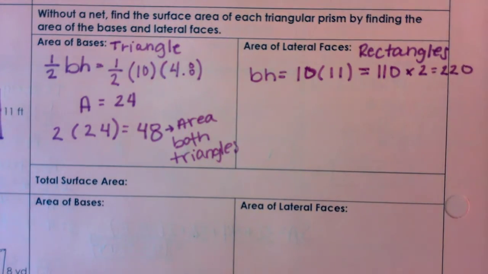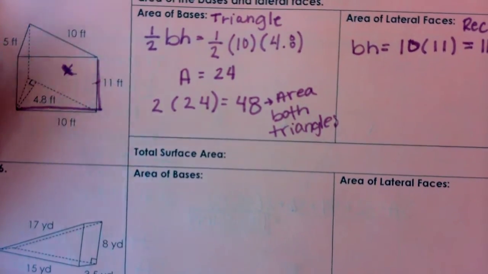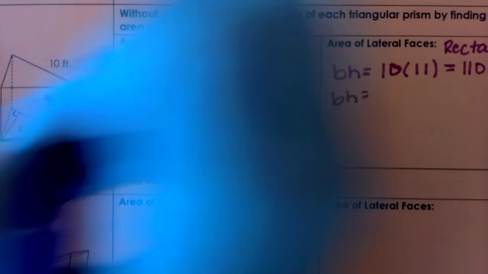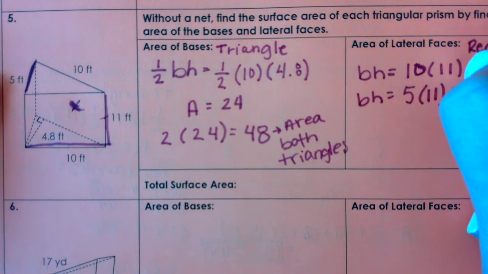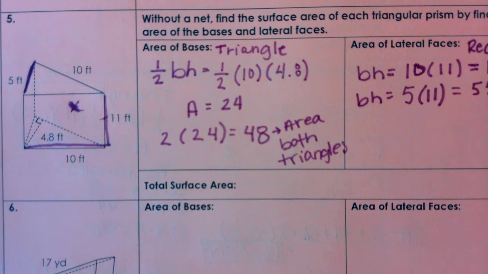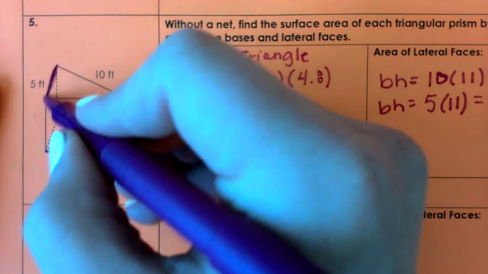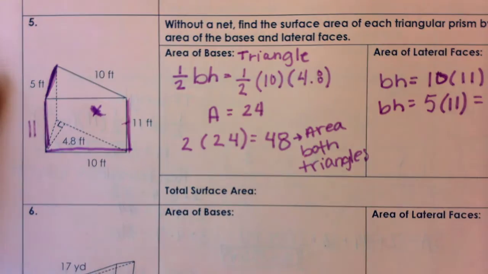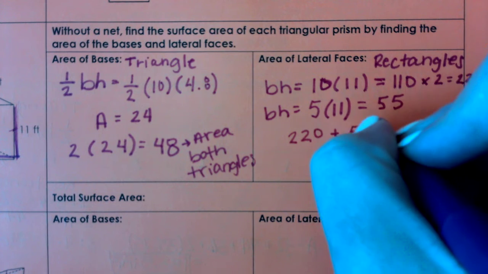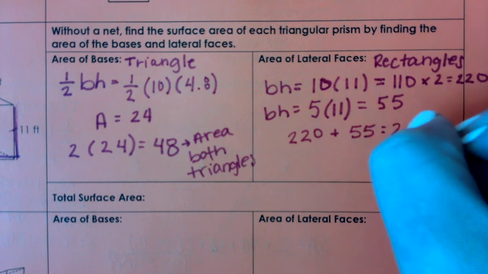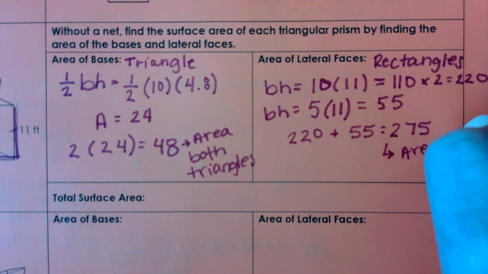But that's only 2 of the sides. There's 3 rectangles on here. My other one is going to be 5, which is that one right there, times 11. So I'm going to get 55. 11 is up and down. So if you look, this is 5. This side, since it's up and down, is going to be 11. So then I'm going to take 220 plus 55, and that's going to get me 275. And so this is my area for all rectangles.